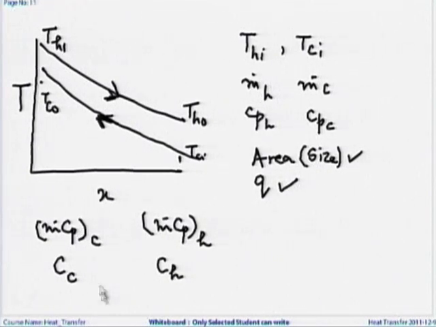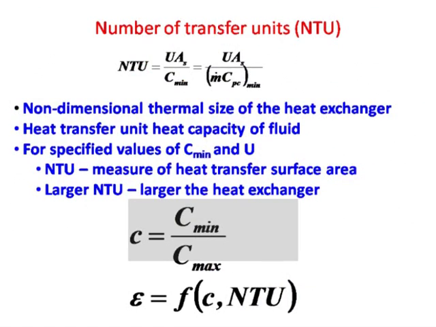Specific means any specific quantity, specific enthalpy, specific internal energy, would be on a mass basis, per unit mass. Here you multiply by the mass flow rate. So, this is the actual heat capacity rate. That is defined here already, so we are going to stick with those definitions.